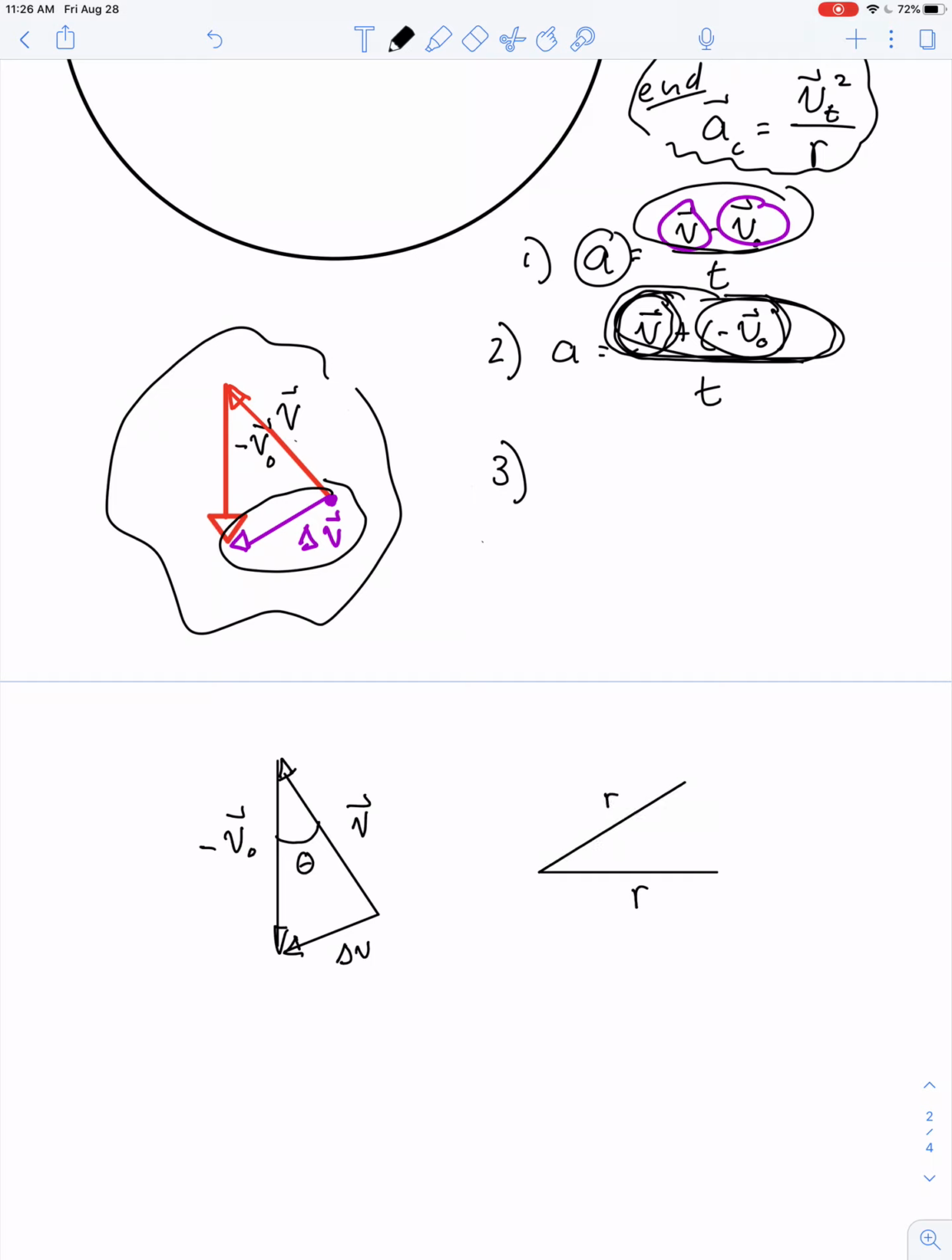That's the same radius. And then there's this displacement, delta s. Can you convince yourself that these two triangles are similar?